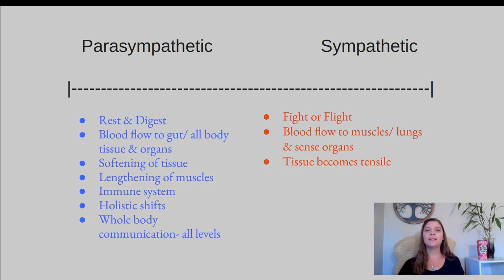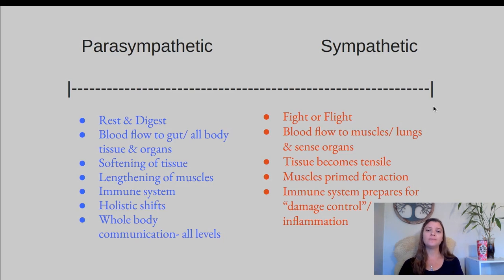The tissue becomes tensile, knowing that the muscles are about to possibly need to ask for very strong action. So the tissue becomes like steel in the capacity of protecting those muscles from being torn. The muscles are primed for action, and the immune system is still online.